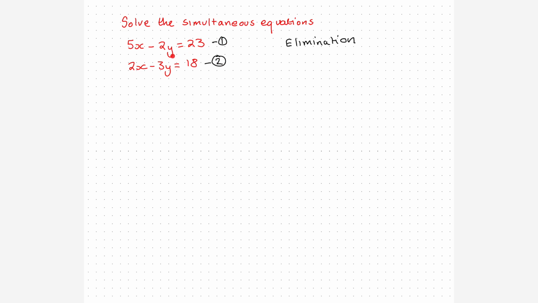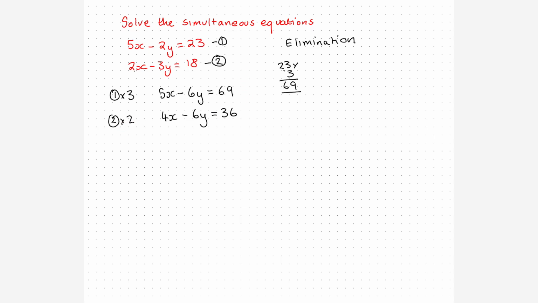In this case, elimination just lends itself here. If we choose the y variable here and we multiply equation 1 by 3, we get 5x minus 6y equals 46, 69. Let's just check that. 23 times 3, 69. I chose 3 because then I get 6 here. And if I multiply this one, number 2, by 2, I get 6 as well. So 2 times 2x is 4x. 2 times 3y is minus 6y, so this is 36.